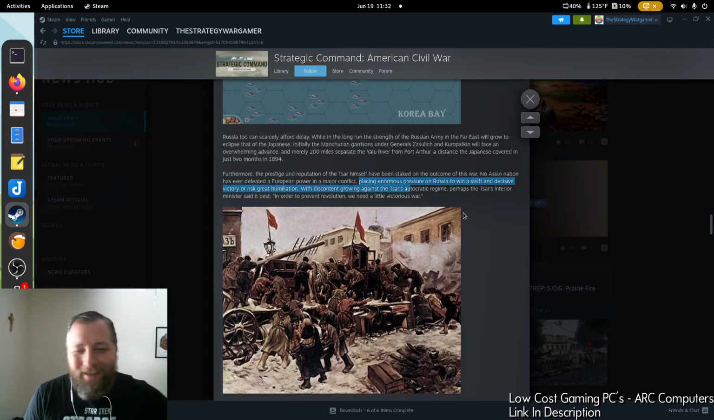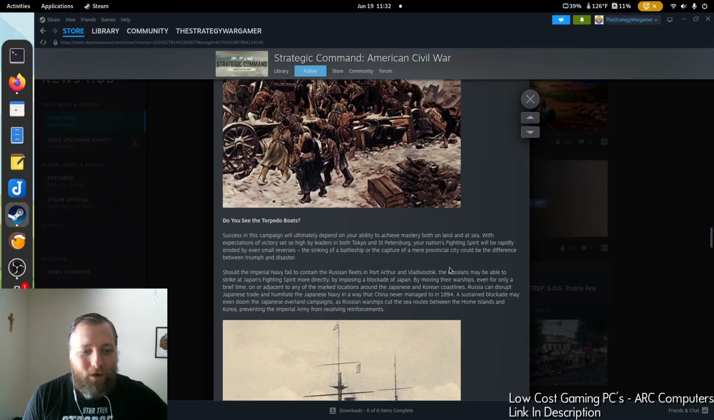Furthermore, the prestige and reputation of the Tsar himself have been staked on the outcome of the war. No Asian nation has ever defeated a European power in a major conflict, placing enormous pressure on Russia to win a swift and decisive victory or risk great humiliation. With discontent growing against the Tsar's autocratic regime, perhaps the Tsar's interior minister said it best: in order to prevent revolution, we need a little victorious war.